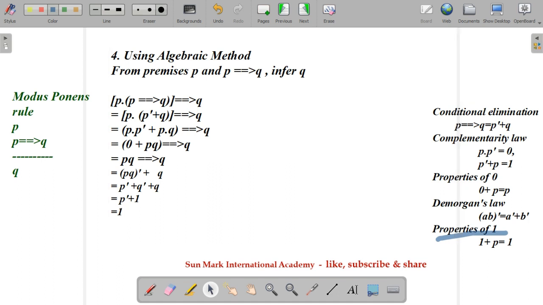Hence the result is established. The inference rule established is known as the modus ponens rule. It is P and P implies Q, infer Q. That is the modus ponens rule.